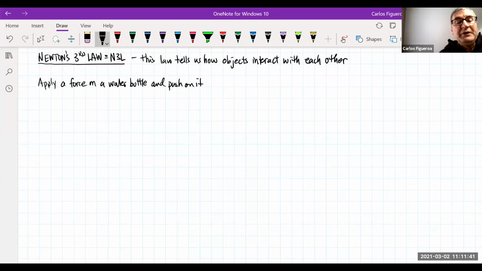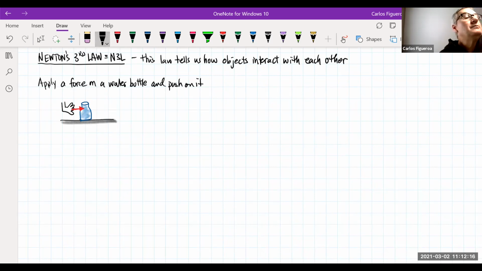Picture-wise, I imagine that I have something like this, and then I have my water bottle. So I'm thinking about some type of water container, and of course, it's got to be filled with water. And what I'm going to do is come in with my hand and apply a force on this water bottle right here. That's my pushing force.